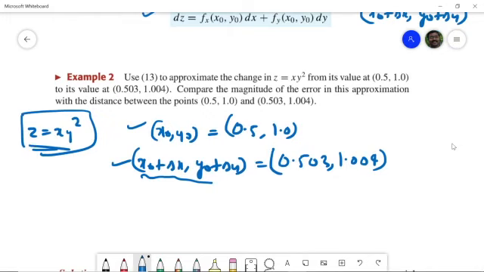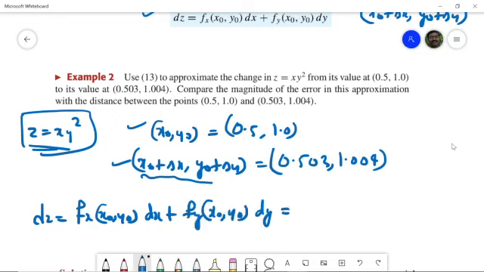So what is the differential formula? It is dz is equal to fx at x0, y0 into dx plus fy at x0, y0 into dy. Okay, so what is fx? fx is actually, for x y square, basically it is nothing but y square at the point x0, y0. We will come to that now. So y square dx. So the first step is you write the differential, plus fy is nothing but 2xy dy.